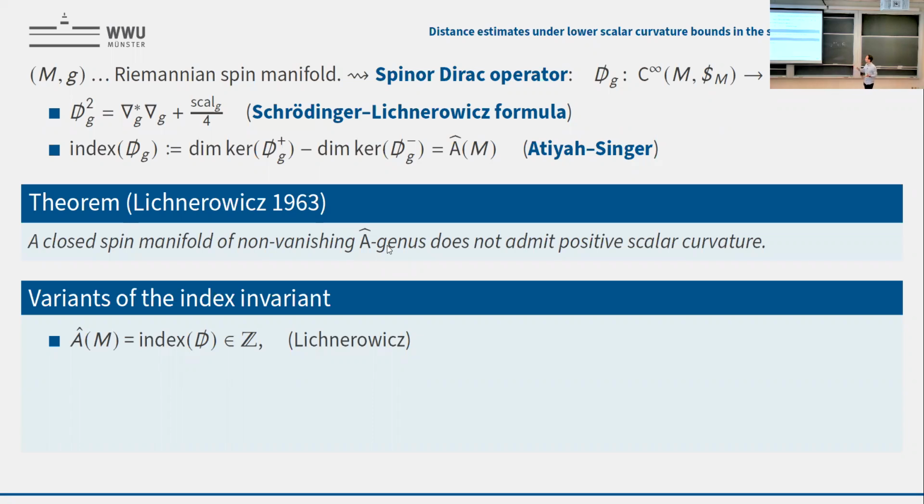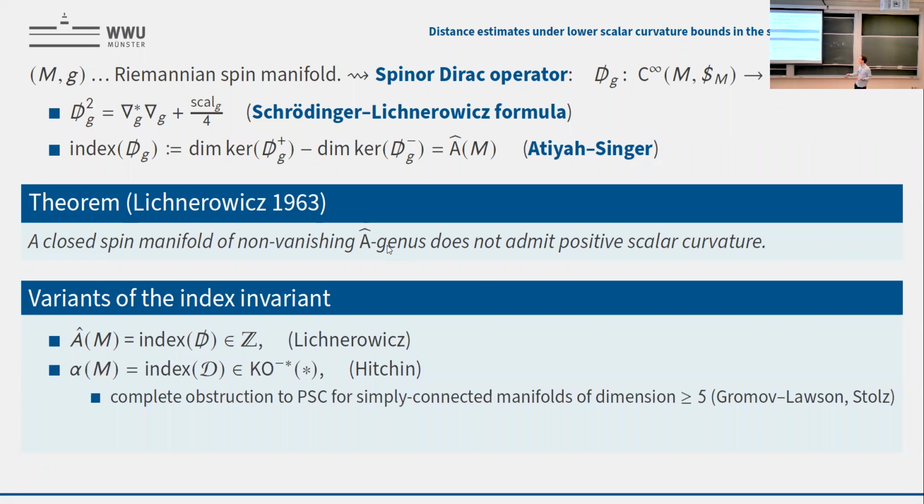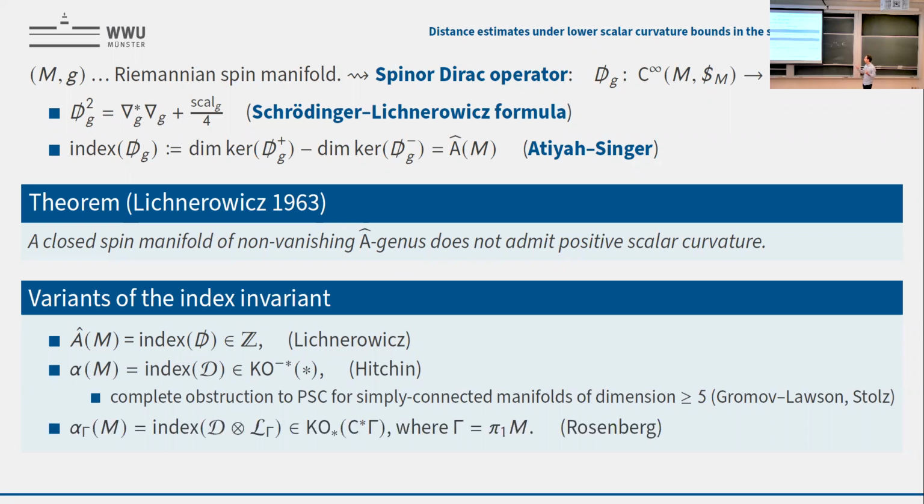Now, there are some variants of this index invariant. Here, this index is just, as usual, an integer. One can now amplify that in a topological way. And one thing is to get a K-theoretic invariant, which lies in the real K-theory of the point. And the nice thing about this is that this is actually a complete obstruction for simply connected manifolds for the existence of positive scalar curvature in dimensions at least 5. And then you can amplify this a little bit further and get a K-theoretic invariant in the K-theory of the group C*-algebra of the fundamental group.